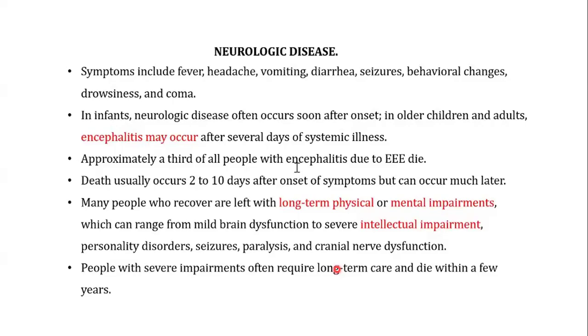So if it's cranial nerve 1, you'll have a problem with smelling. If it's cranial nerve 2, you'll have a problem with your vision, and so on and so forth. Then people with severe impairments often require long-term care and die within a few years.